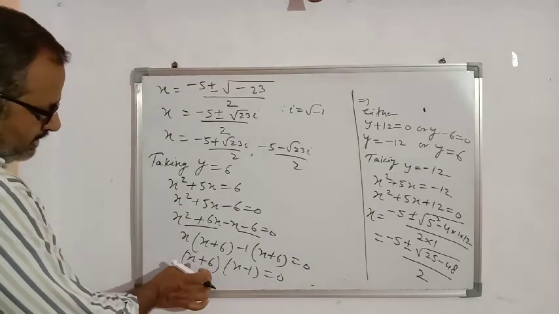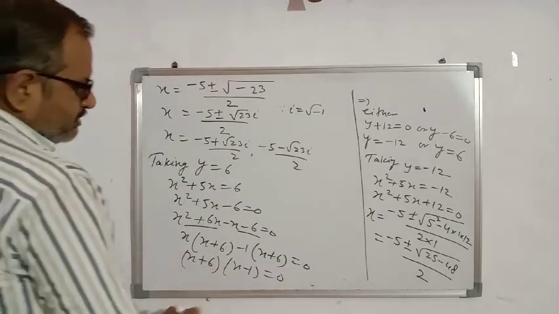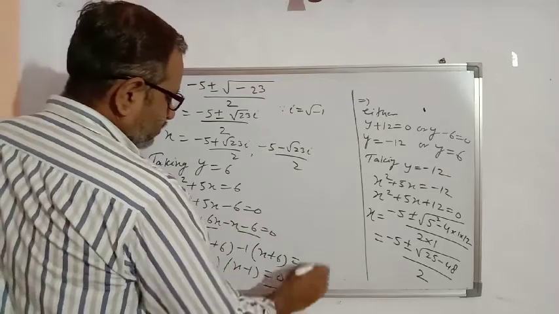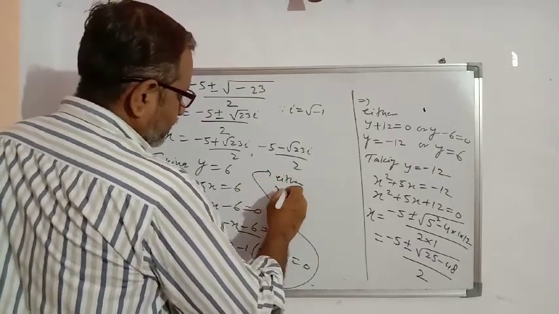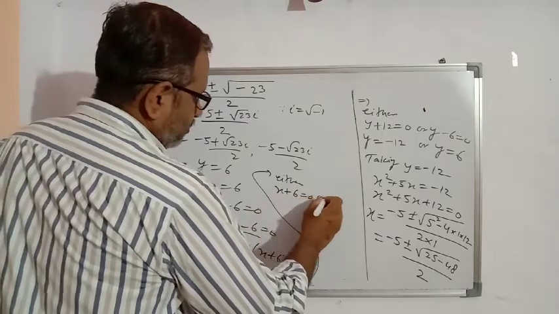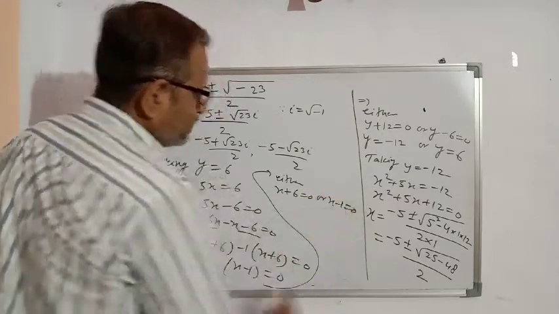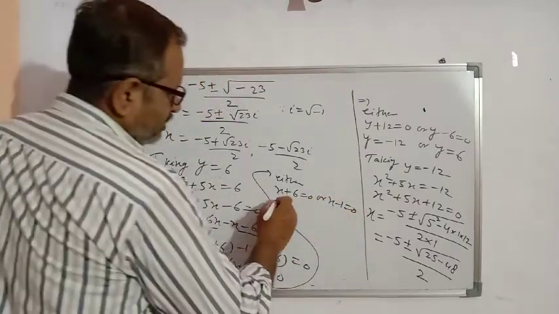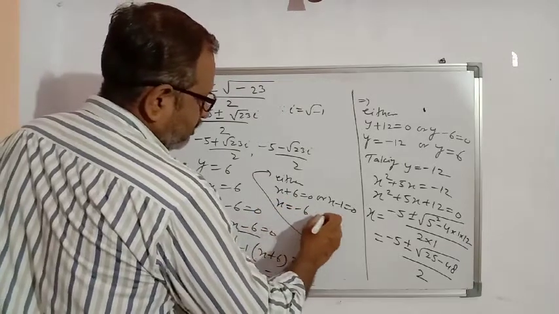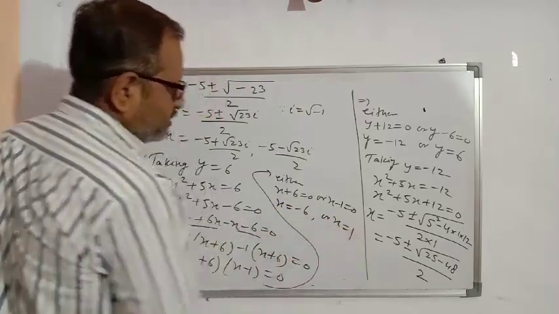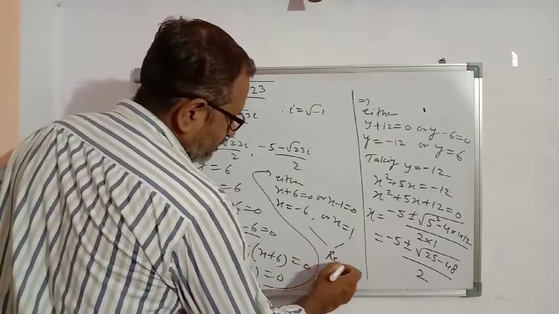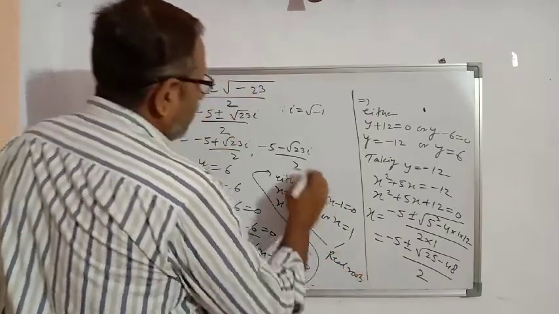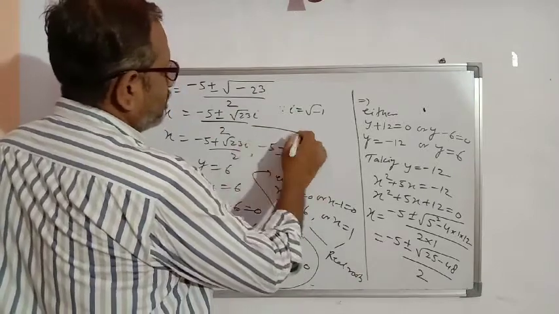Again we will write either x plus 6 is 0 or x minus 1 is 0. So either x plus 6 is equal to 0 or x minus 1 is equal to 0. It will give x is equal to minus 6 and x is equal to 1. These two are real roots and these two are complex roots.